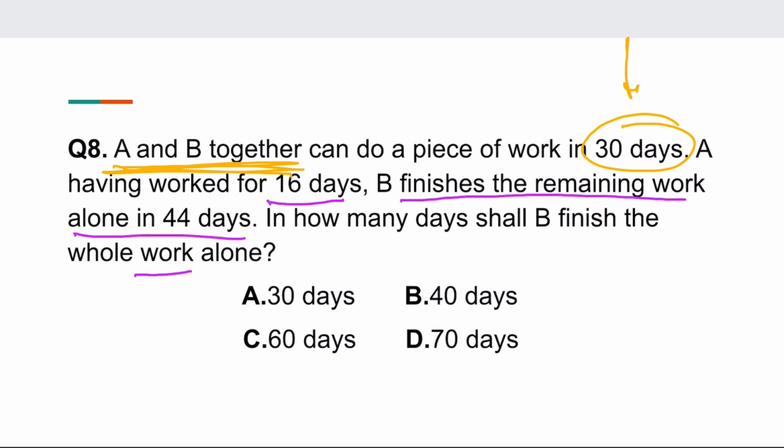Okay, let me explain it to you. A and B together can do a piece of work in 30 days. So suppose A and B are friends, okay, and they can do a piece of work in 30 days. Me and my friend, we can do a piece of work in 30 days. Suppose I have to write a file, I have to make a project. And both of us, if we are working together, we can make that project in 30 days. Now A having worked for 16 days, B finished the remaining work alone in 44 days. So what we have done is, now two friends, a fight happened, and I worked for 16 days on my own, okay, and the rest of the work I have given to my friend, which is B, and B finished the remaining work in 44 days, okay.